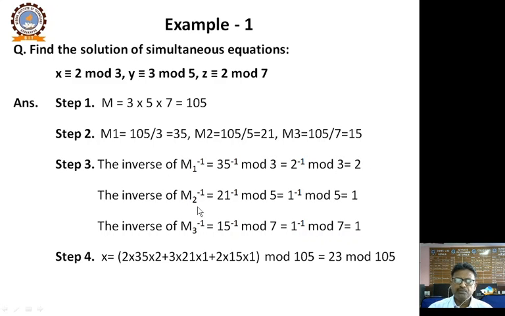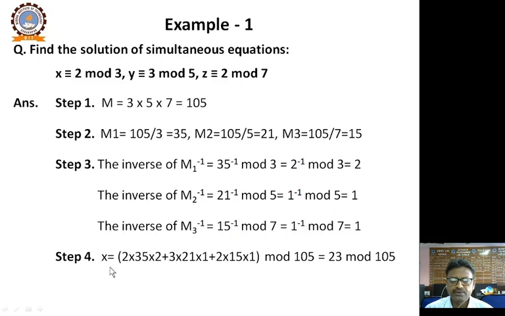Similarly, the inverse of m2 will be 21 inverse mod 5. Again, 21 is more, so we will first take the remainder. 5 4s are 20, so we'll get 1 inverse mod 5. The multiplicative inverse of 1 is always 1. Similarly, whenever we are calculating m3 inverse, we are getting 15 inverse mod 7, again 1 inverse mod 7, and that is calculated as 1. So it means m1 inverse is 2, m2 inverse is 1, m3 inverse is 1.